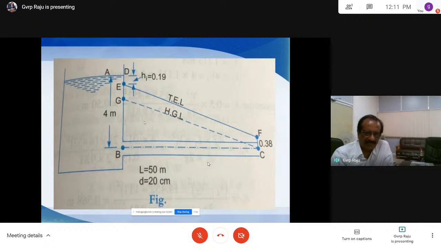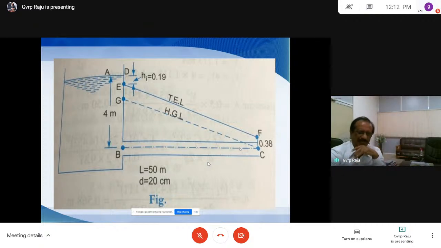So install a piezometer here and find out the height of rise here, and for this piezometer find out the height of rise here. So install piezometers at different points along the center line of the pipe. Piezometer, as you know, is required to find out pressure at a point. Piezometer is a fundamental chapter, the pressure chapter. If you do not remember the piezometer, then you cannot understand this problem.